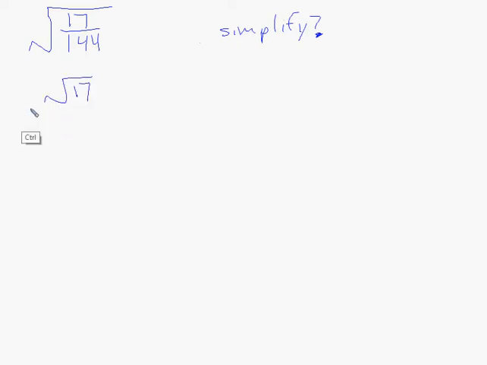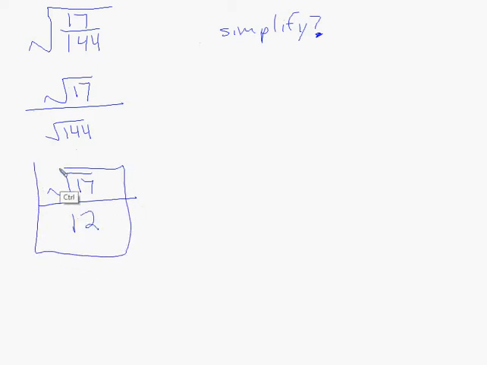I'm going to do square root of 17 over square root of 144. Can I do the square root of 17? No, so that stays the same. Can I do square root of 144? Yes, you can. And it is 12. 12, and I'm done. That's it. That's the answer? Wow. Yes, we're done.